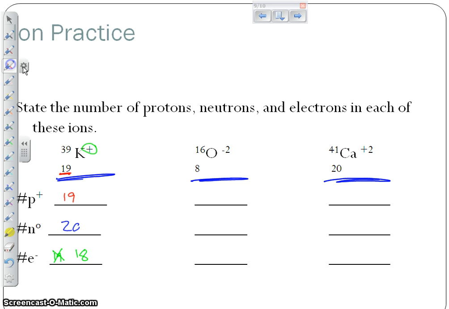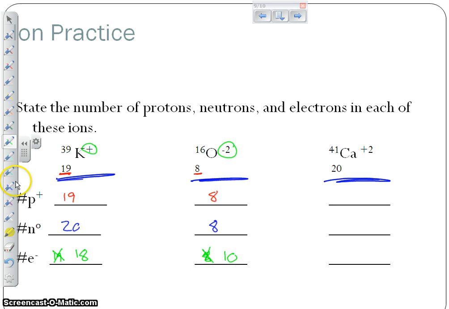Over on the oxygen here, I know that I've got 8 protons. My neutrons are 16 minus 8, giving me 8. Nice and easy. 8 plus 8 gives us 16 for the mass. Again, we know our electrons should have been 8, because they're the same as protons, but with that minus 2 charge, I know that I have gained 2 electrons. So it's no longer 8, it's 10.